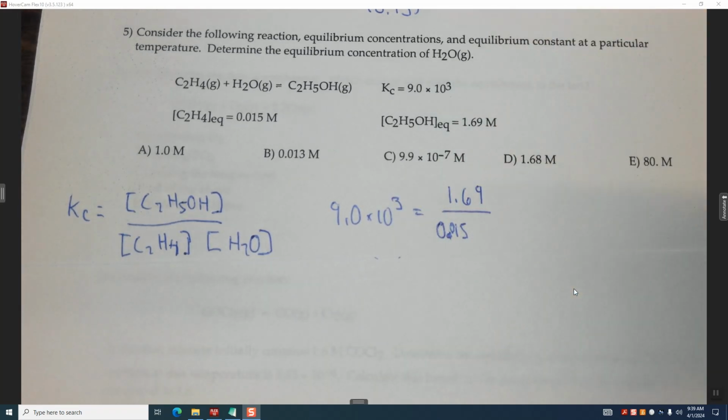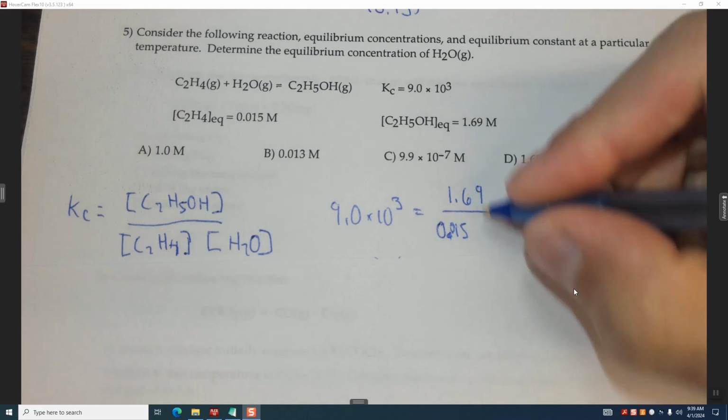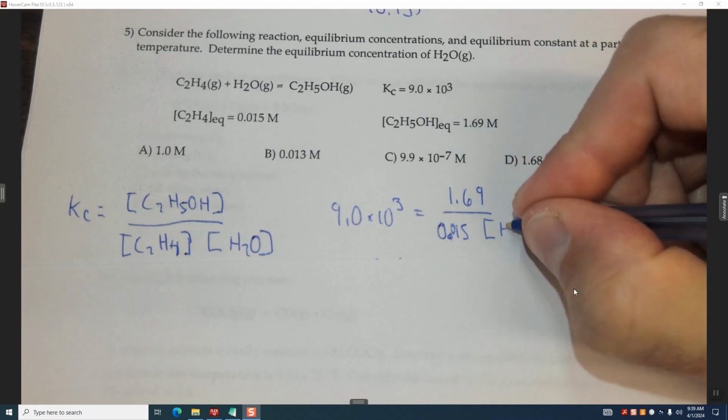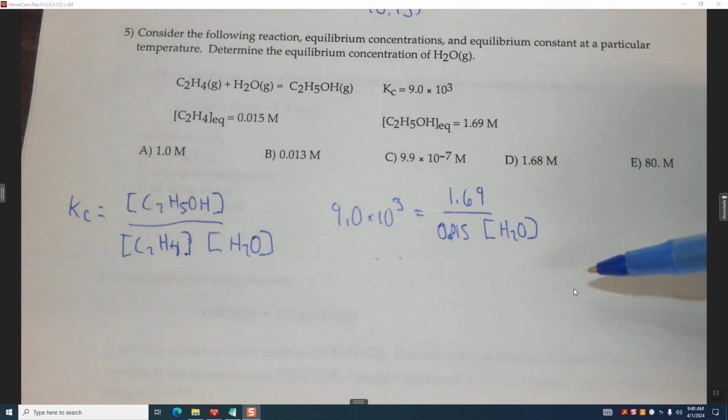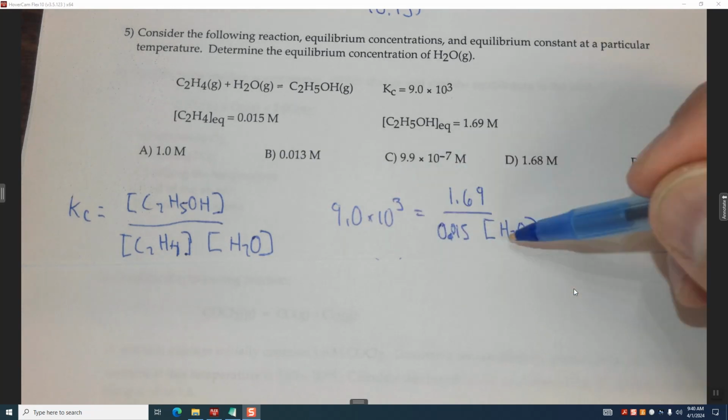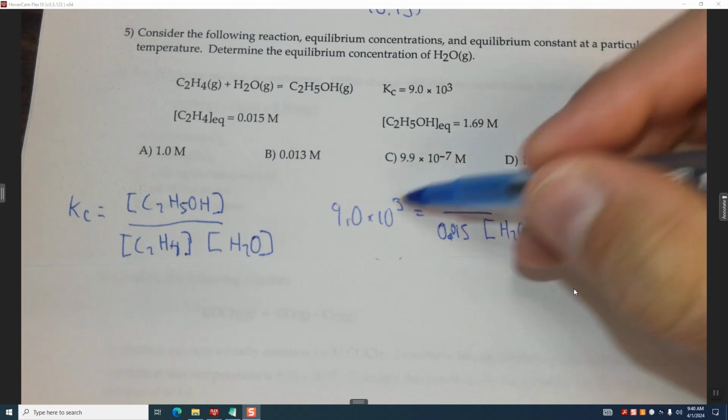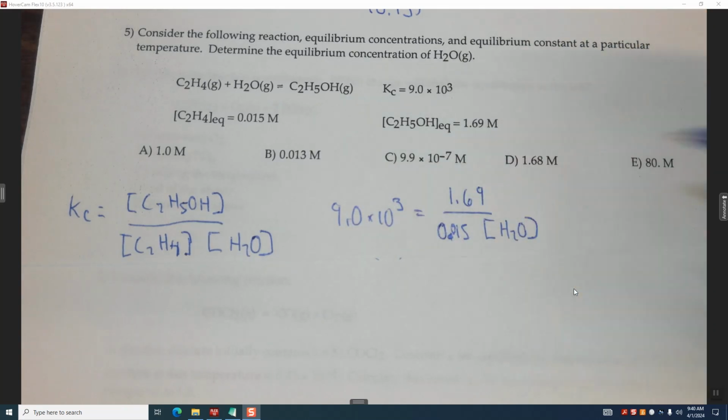That's, you can see that. All right, and then the concentration of water is what we're looking for. That's the unknown. Well, how do you do this? Well, the first thing you want to do is cross multiply. So 9 times 10 to the 3, 9,000 times 0.015, okay?